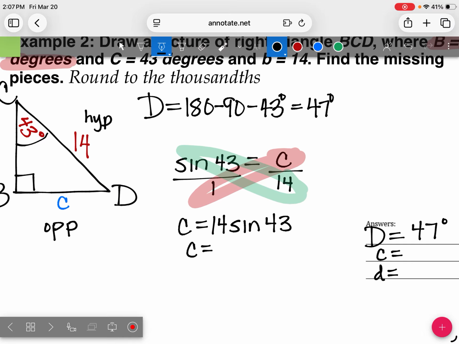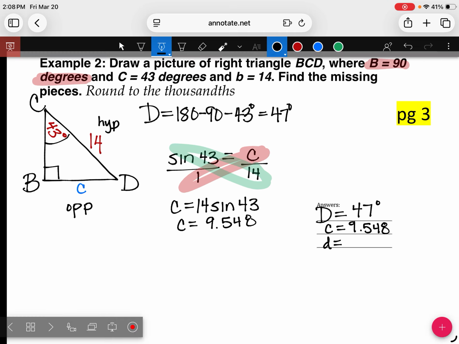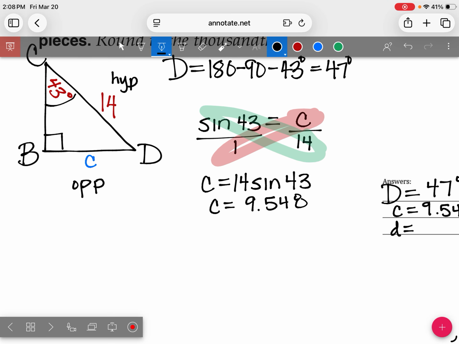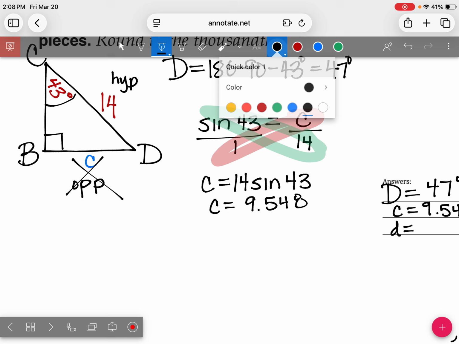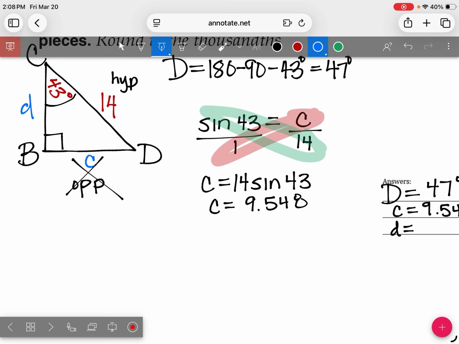All right, what did you all get? 9.548. Good. All right, so the third side, I'm going to set up both methods. First method would be to use trig. So I know that this is little d, and little d is adjacent to the 43.